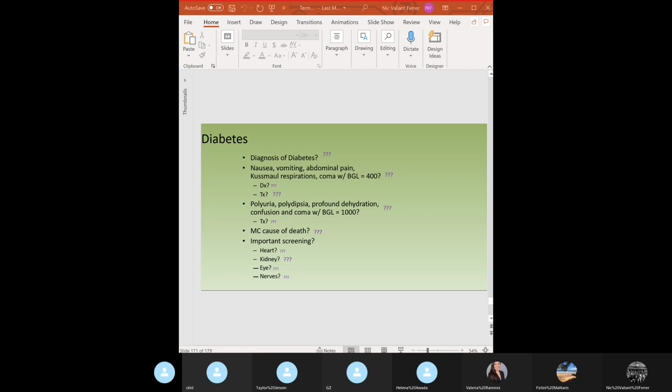Excellent. Good job. So how are we going to treat then, guys? DKA. So we need to give an insulin drip, right? Bolus and then drip, high volume normal saline. And then you add potassium once the patient is peeing. And then you can add glucose if the blood glucose is less than 200.